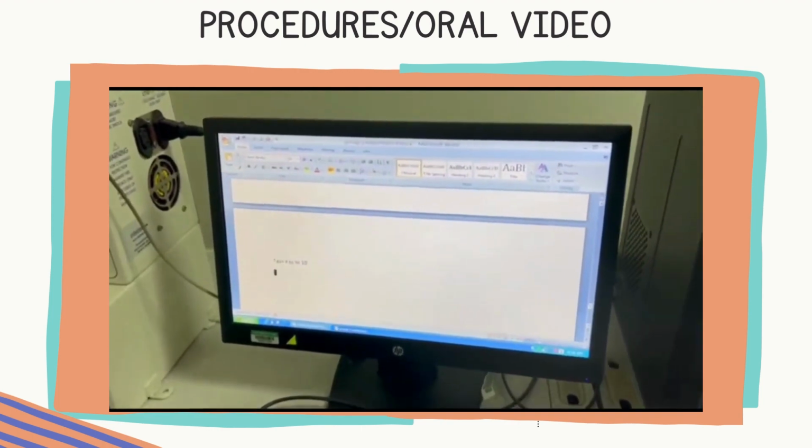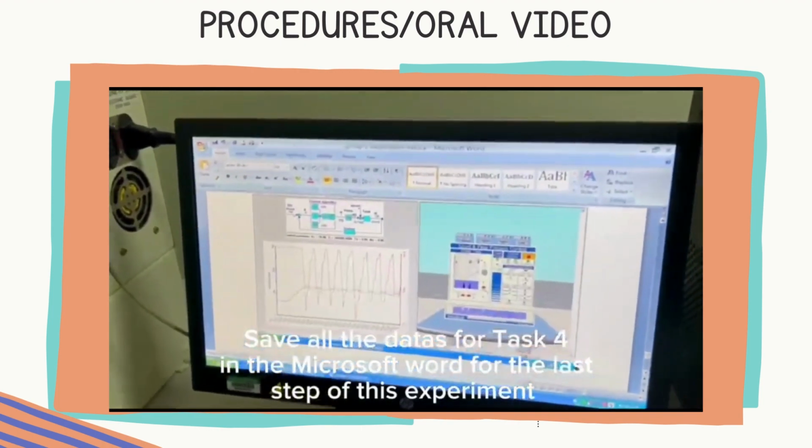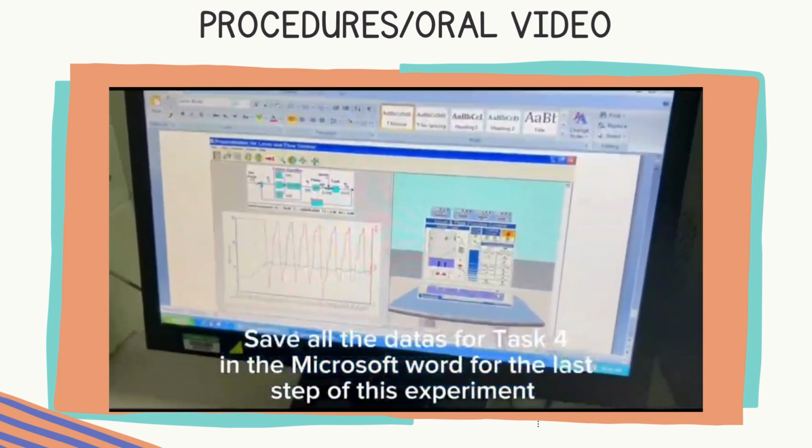Last but not least, key in all the data in the Word software as the final finding for this experiment.